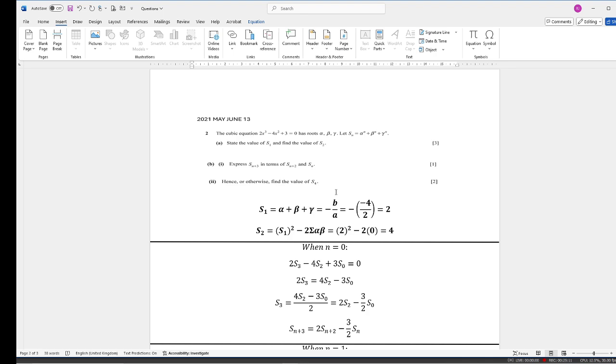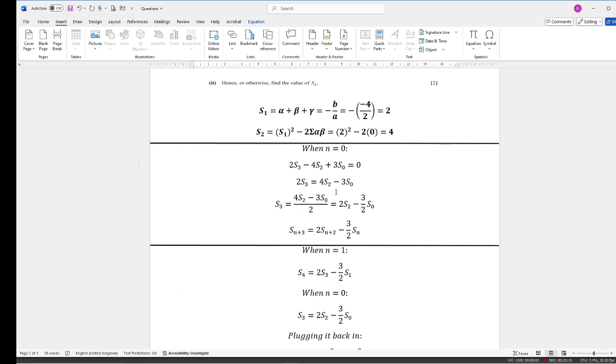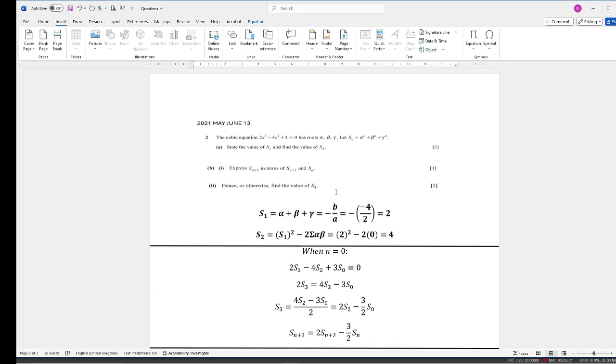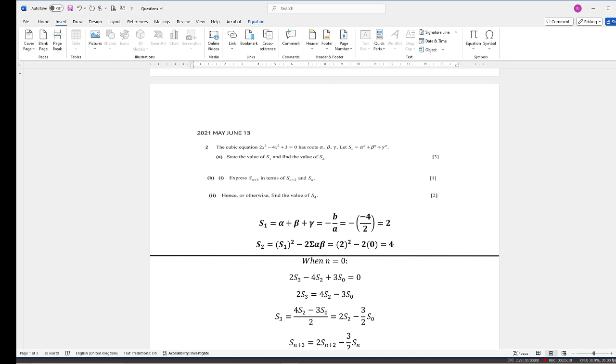Moving on, we need to find the values of S1 and S2. So S1 equals alpha plus beta plus gamma. We know this, and this is really simple. That's equal to negative b by a. We found b to be negative 4, so negative of negative 4 by 2 equals 2.